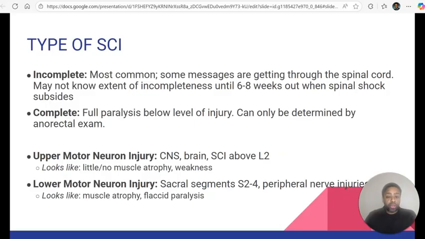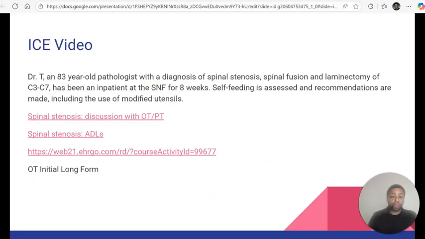As we've discussed in a previous lecture, there are upper motor neuron injuries and lower motor neuron injuries. The upper motor neuron injuries are associated with injuries to the brain, the spine, and the spinal cord above the level of lumbar 2, or L2. And then the lower motor neuron injuries are often associated with the peripheral nerves and sacral segments, particularly S2 through S4.